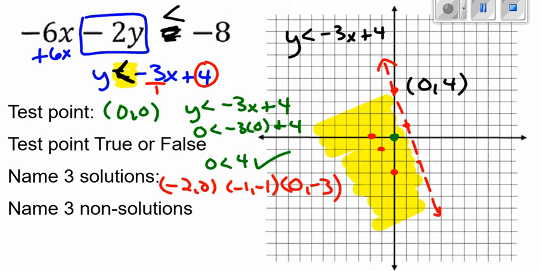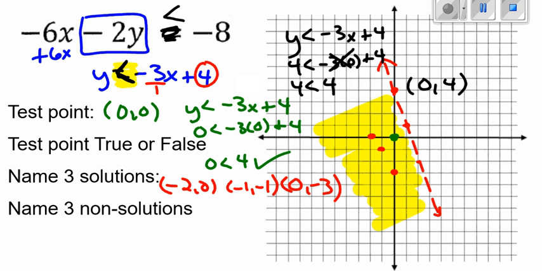If I plug in 4 for y and 0 for x, 4 is less than 3. Negative 3 times 0 is 0, so I get 4 is less than 4. So this is not true now, because 4 is not less than 4. 4 is equal to 4.